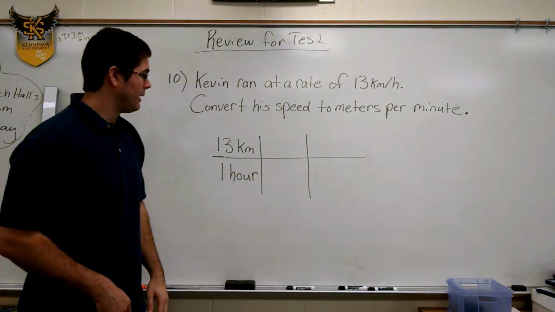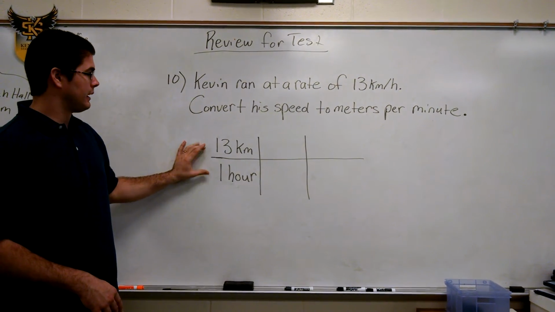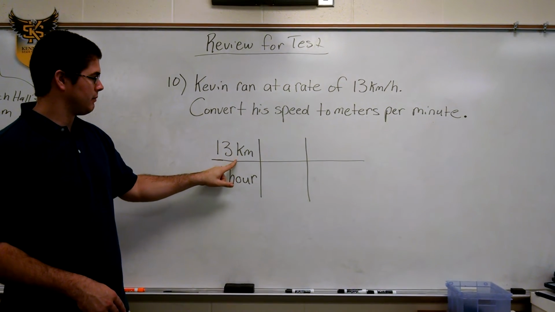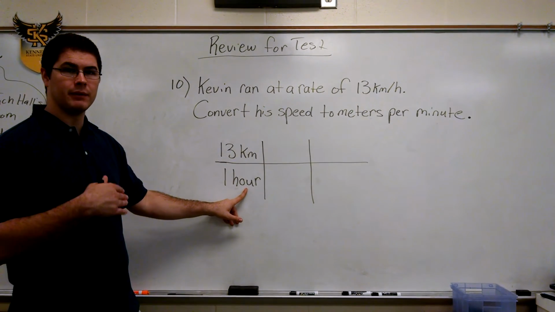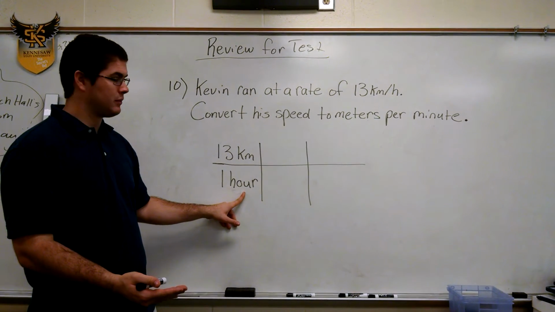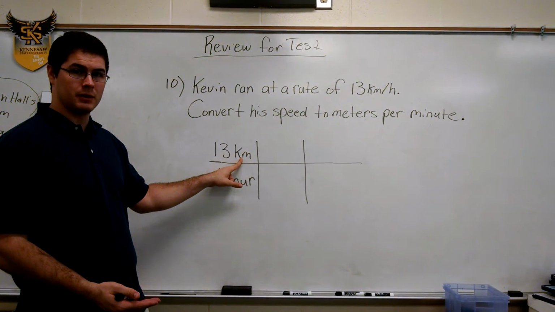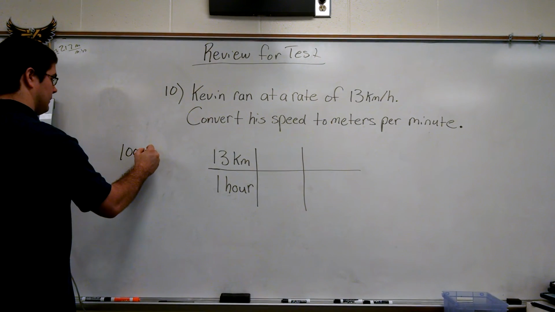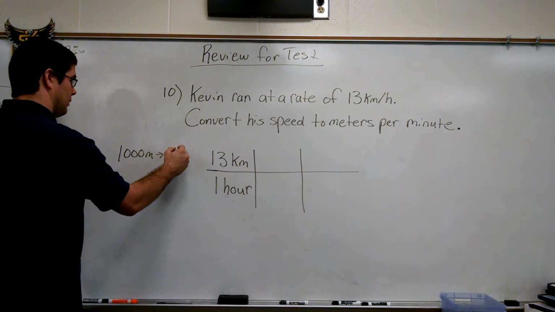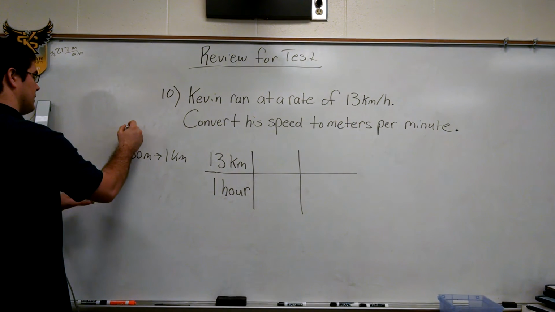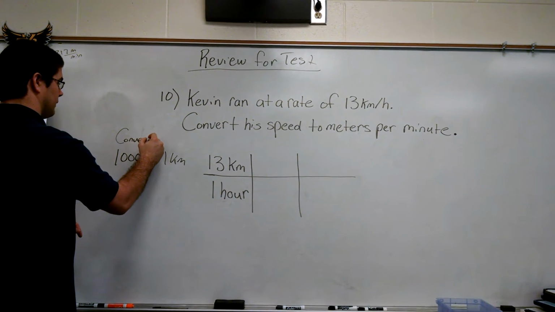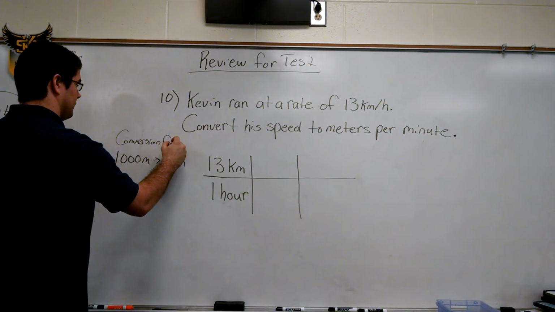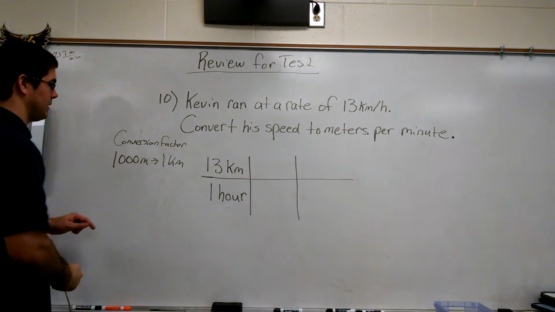Okay. So the way I do it is I set up a grid here. We have 13 kilometers per 1 hour. I'm going to convert one unit at a time. So I'm going to convert the kilometers first to meters. Now we know that there are 1,000 meters in 1 kilometer. So this is our conversion factor to go from kilometers to meters.